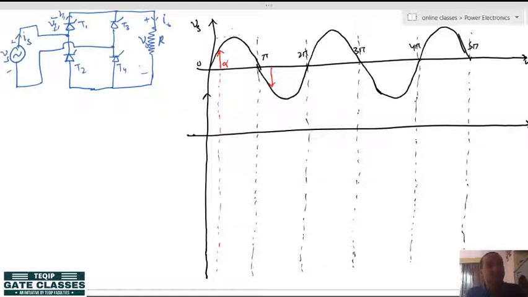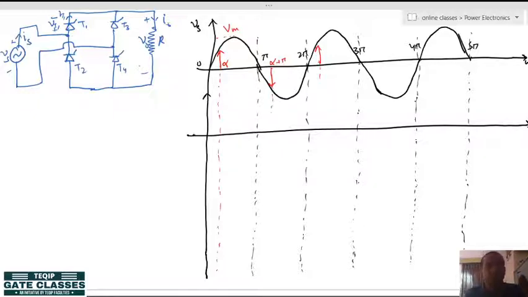And the similar concept is applicable, that at any instant, whatever device is most positive in the positive group and whatever device is most negative in the negative group, that will switch on. So, here we have got alpha, alpha plus pi, then again alpha, and we provide symmetrical firing.